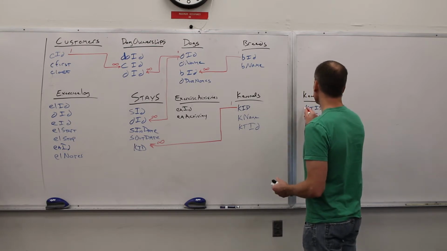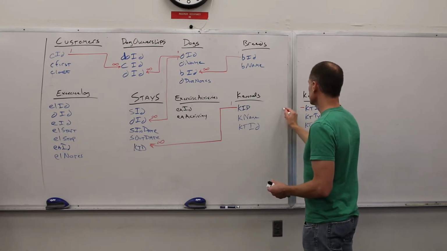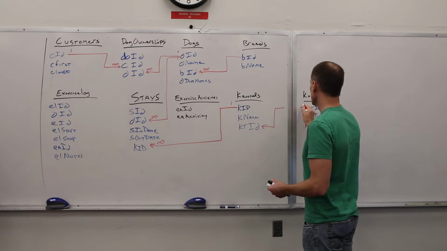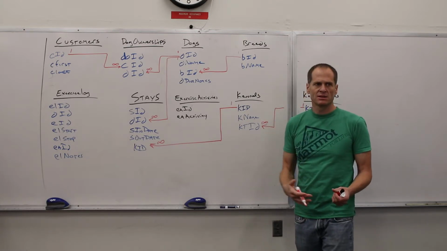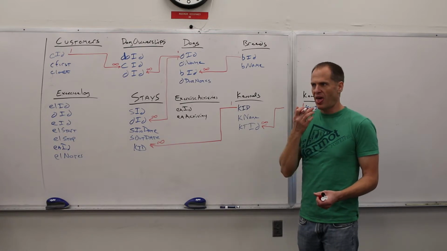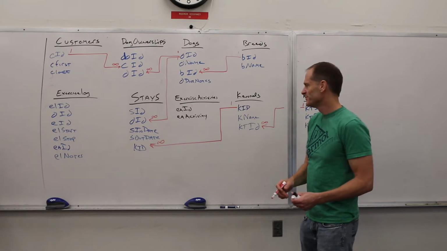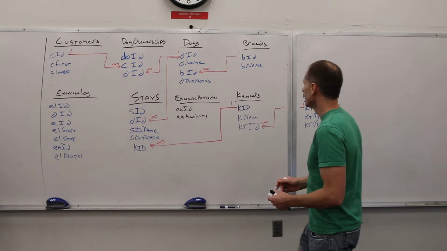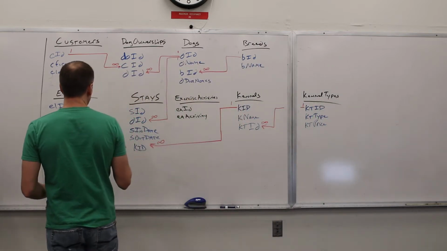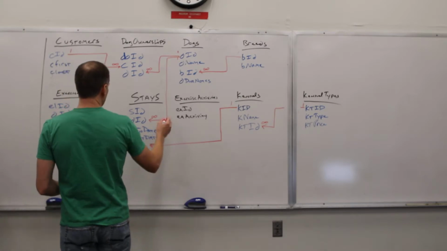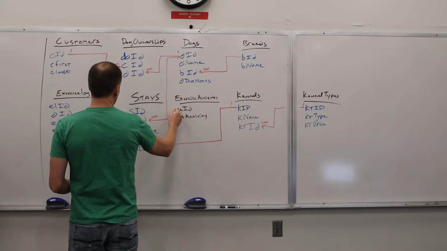And one kennel type can be associated with many different kennels. We could have many Presidential Puppy Palace suites. And so here you're seeing how these keys are connected. And here it gets a little bit messy.